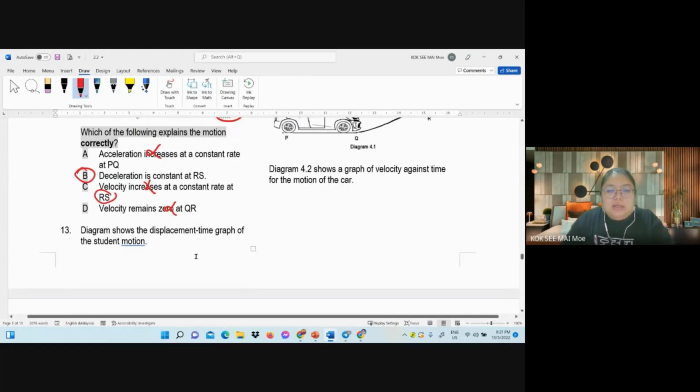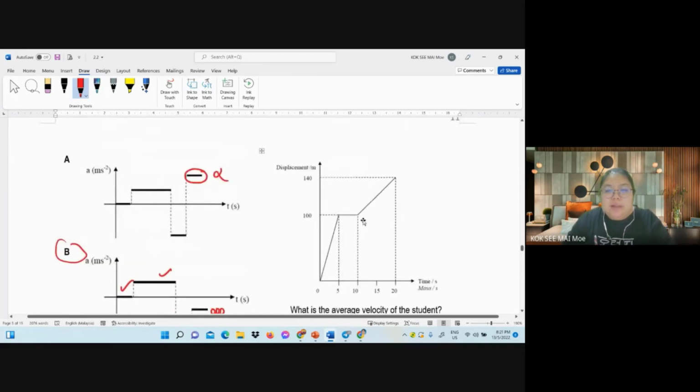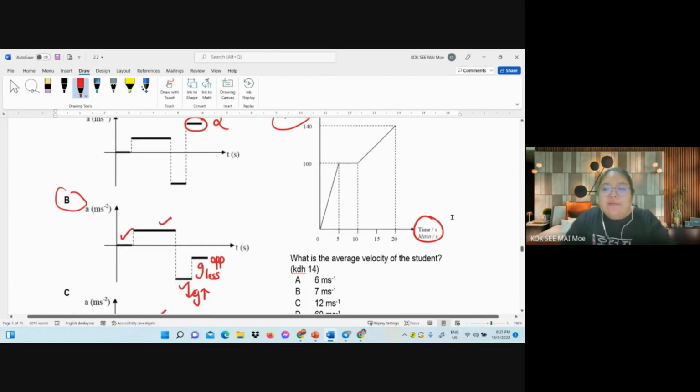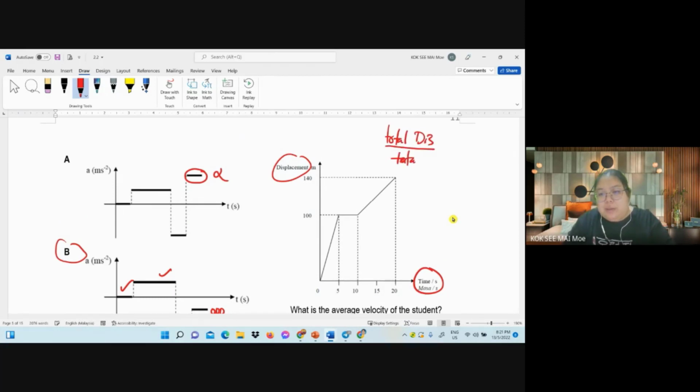Okay, 13, they show the displacement time graph of the motion. Okay, we see the displacement graph. Okay, what is the average velocity? So we just find total displacement over total time. Okay, now we can see they don't have any dropping. No dropping means the direction is the same. Okay, this one is the displacement. Now when it drops it means opposite already, but there isn't any.